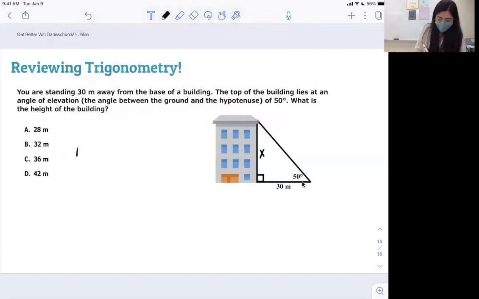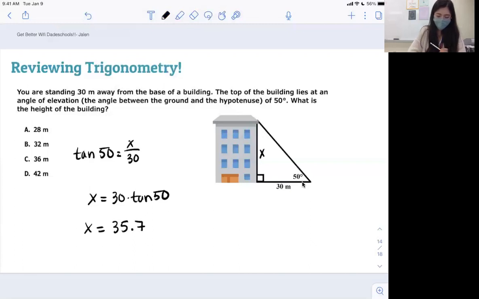So tangent of 50 would be what? X over 30. Multiply both sides by 30. I end up with 30 times the tangent of 50, which you use your calculator and you get 35.7. Okay, 35.7 rounds up to 36.